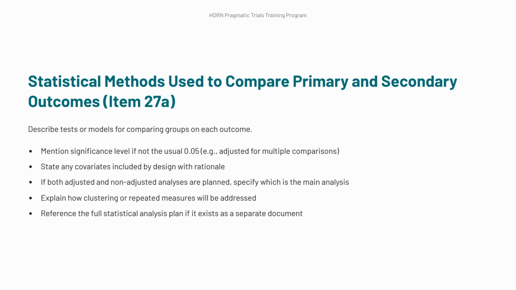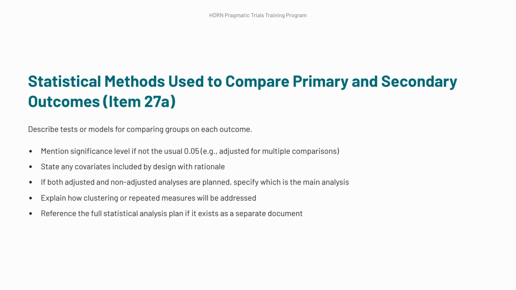Now we move to Spirit item 27 on statistical methods. It starts with 27A, which covers how you'll analyze the primary and secondary outcomes. For the primary outcome, name the model or test for the group comparison. For example, we will use linear regression to compare mean change in blood pressure between groups, adjusting for baseline blood pressure. The approach should match the outcome type and the trial design, including cluster versus individual randomization.